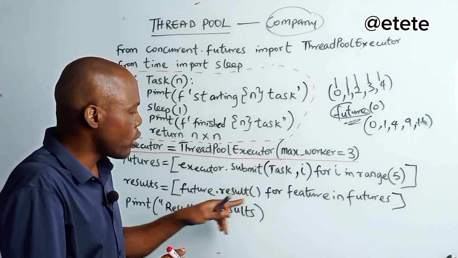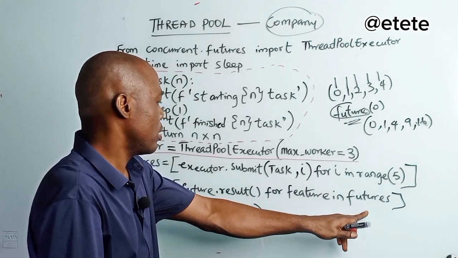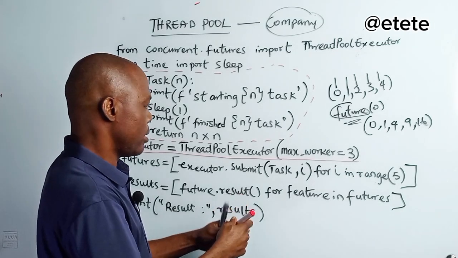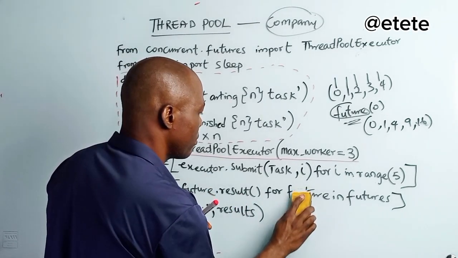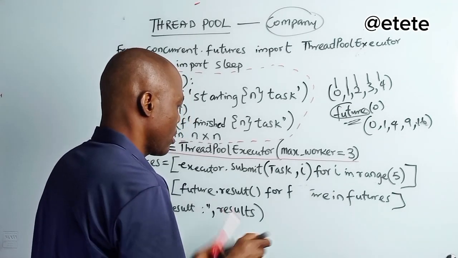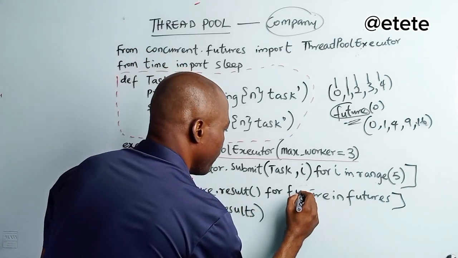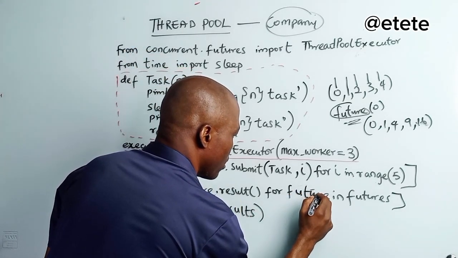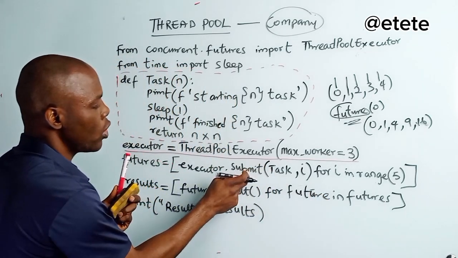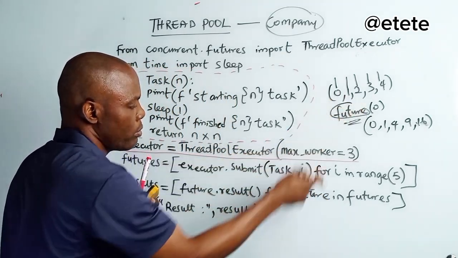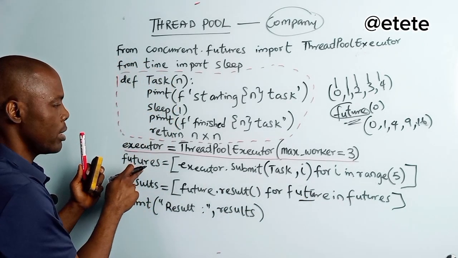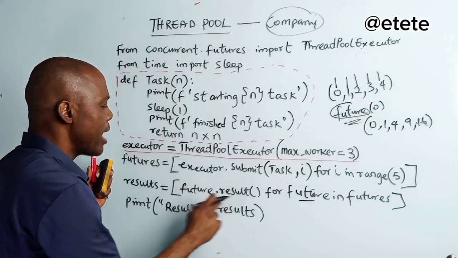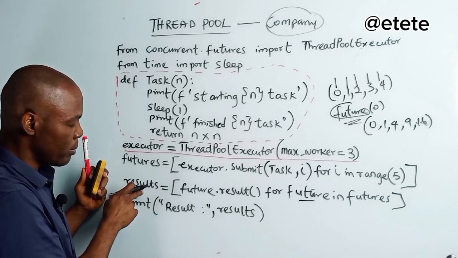So this result method, for future in futures, what did I write? It is future, not futures. For future, right? Which is the future object that this submit created, a placeholder in futures. You access it and return the result to this place.